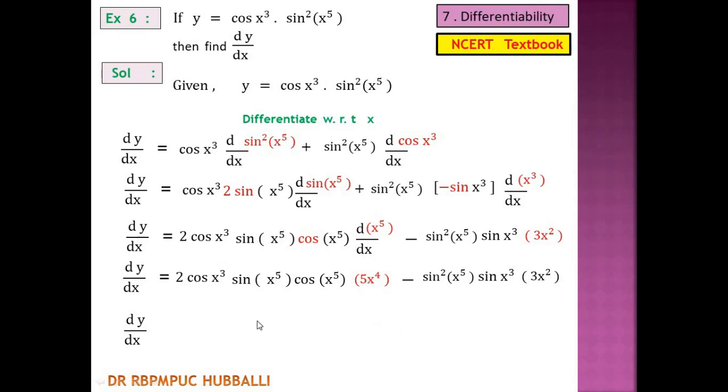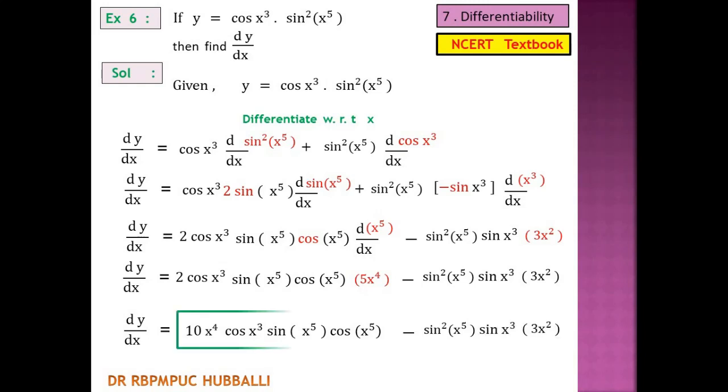Here one more step, multiplying 5 into 2, it becomes 10 x raised to 4 cos x cube sine x raised to 5 cos x raised to 5 minus sine square x raised to 5 sine x cube into 3x square. So this is the derivative of the given example. So here it is important to write the derivative of sine square x raised to 5. Here you have to understand we used the function raised to n: 2 as it is, this function as it is, taking power 1 less, it is 1, and then the function derivative.